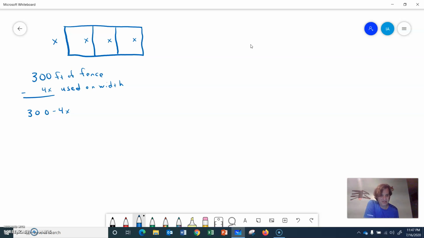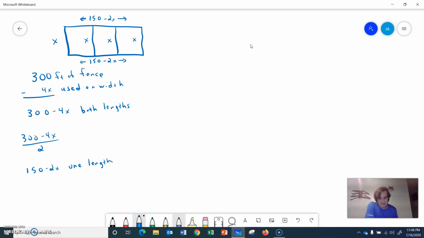Now that would be for both lengths here. Okay. So if I took that 300 minus 4x and divided it by 2, I would get 150 minus 2x, which would be 1 length. There's other ways we could do this, but another way to talk about how much is left for both sides is to write it in a single variable. Because we could call the width x and then the length y, but then we've got two different things, and we've got to come back later and talk about how they're related.